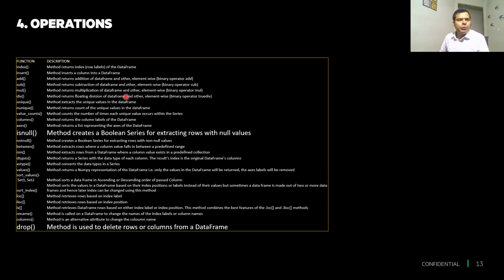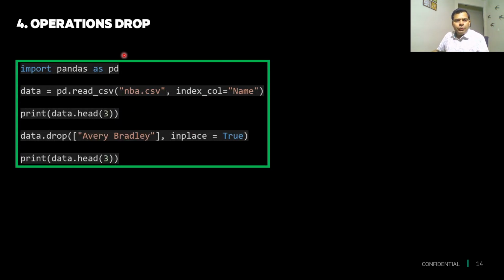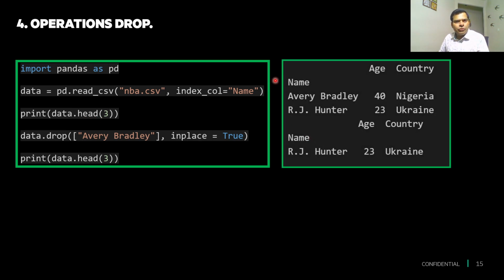On the operation side, we can perform hundreds of operations, but today we will try isnull and drop and see how they look. So we got pandas, we got the DataFrame. From the DataFrame, we printed all of it, and then we say drop the Avery data. So we printed all the data, then we dropped Avery, and now we are printing. So earlier we had Avery Bradley and RJ Hunter, now we have only RJ Hunter because we dropped the Avery data. So that way we can simply take data out of the DataFrame.